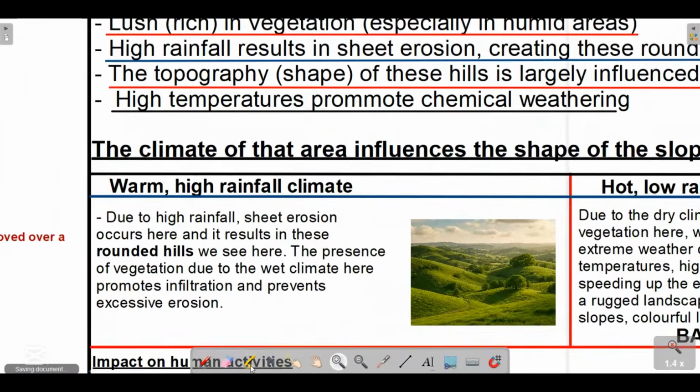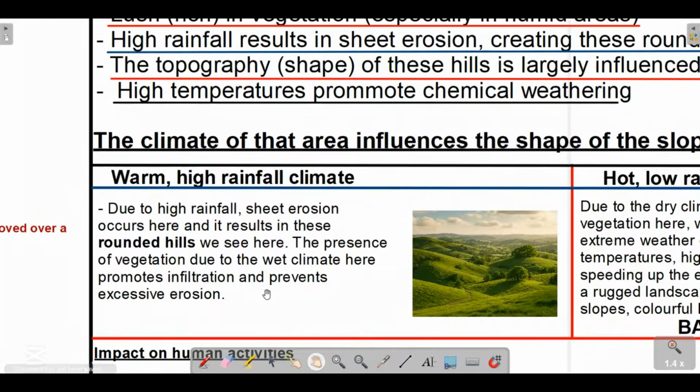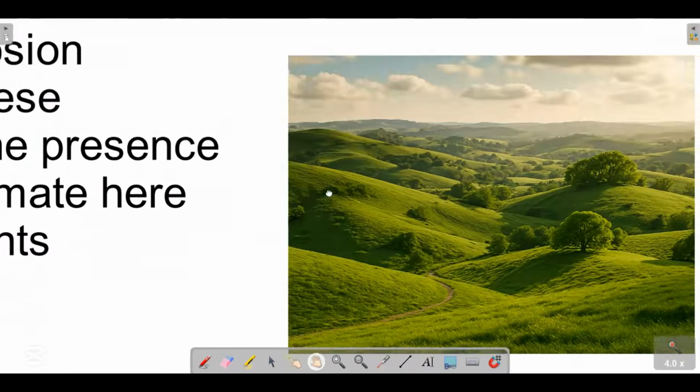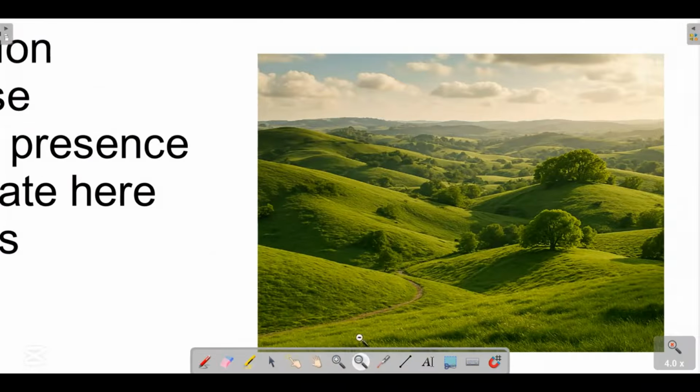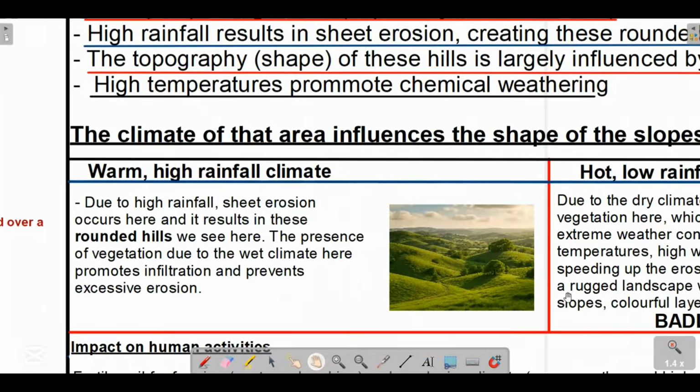Let's start here. When you have a warm, high rainfall climate, these are the types of hills that you produce, because there's enough water, it is humid. That is a conducive environment for the grass, for the different types of plants to grow. So due to high rainfall, sheet erosion occurs here, and it results in these rounded hills that we see.